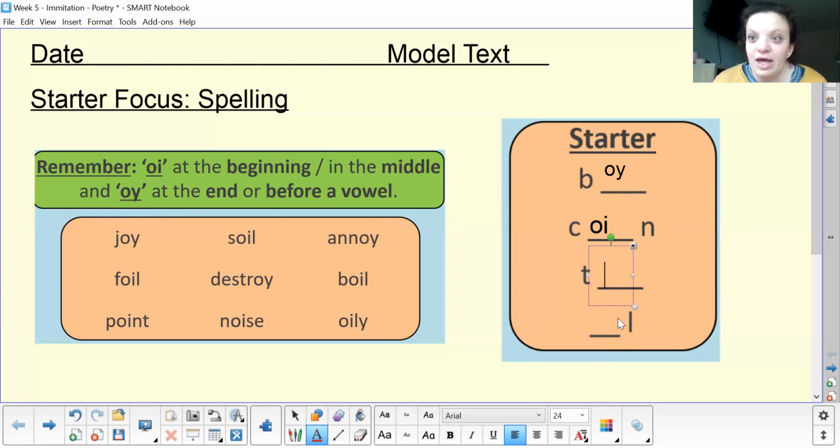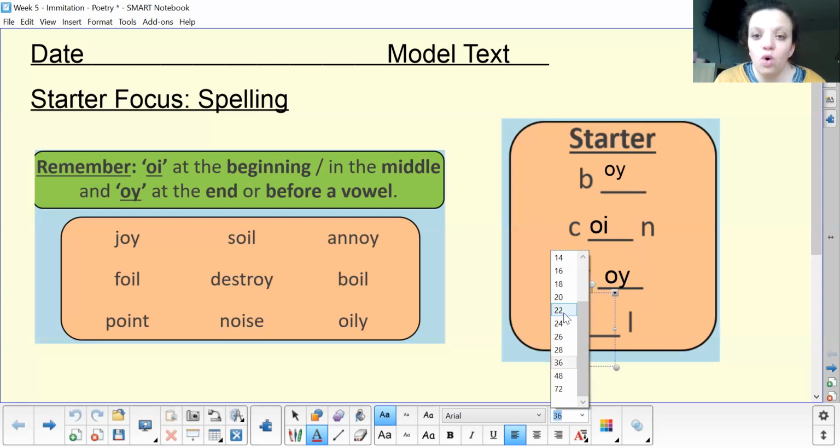Right, next one. The sound is at the end of the word. The word is toy. What letters are we going to use at the end of that word to make the oi sound? How are we going to spell toy? Is it going to be oi or oy? Write it down now. Off you go. Okay, because it's at the end, it's going to be our oy. Fantastic.